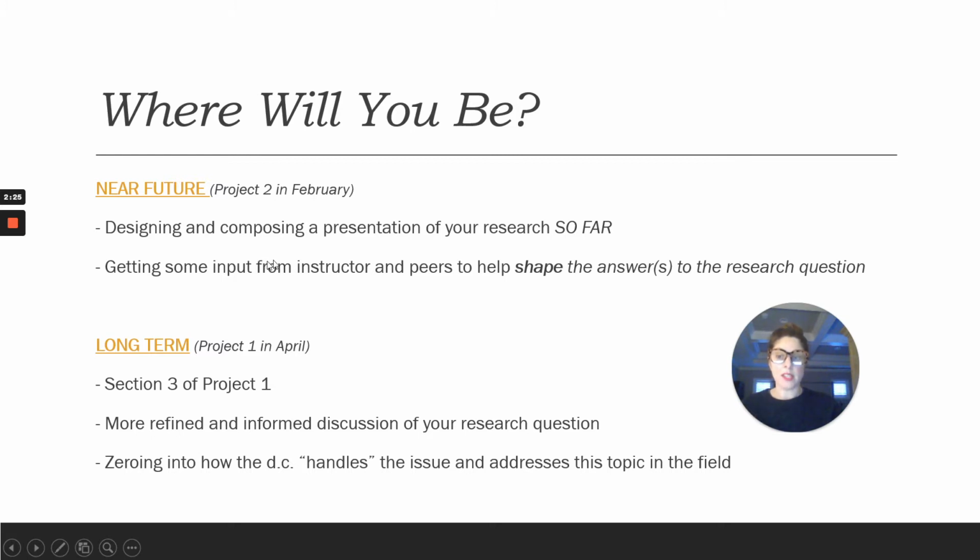Immediately, it gets you designing and composing this multimodal presentation, getting some input and some feedback from your peers in terms of what's missing, what you maybe want to explore some more, better ways to communicate the information that you're finding. But long term, really looking at refining and getting a more informed discussion about Project 1, Section 3, which is your research question, zeroing in on how your discourse community handles the issue that you are looking into.